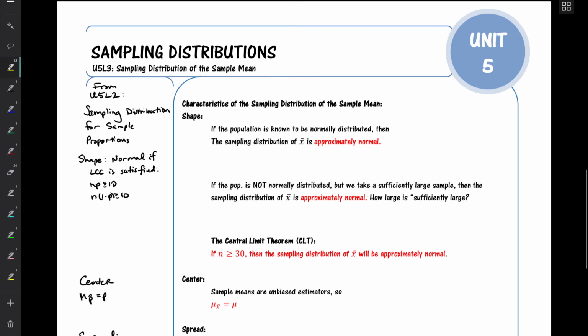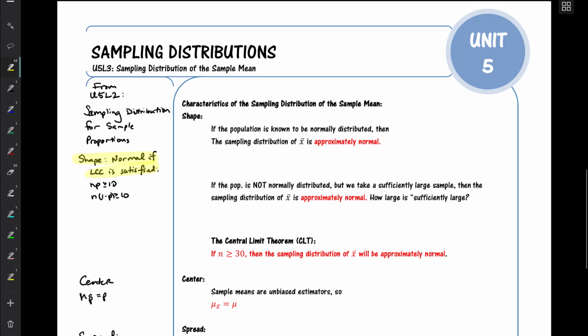So what are the characteristics of the sampling distribution of the sample mean? Well, let's first talk about the shape. We want it to be approximately normal. And we think back to what we did with proportions in the last unit. We said that we know the shape is going to be normal if the large counts condition is satisfied. The large counts condition said n times p must be greater than or equal to 10, and n times 1 minus p must be greater than or equal to 10. The successes and failures must be greater than or equal to 10.